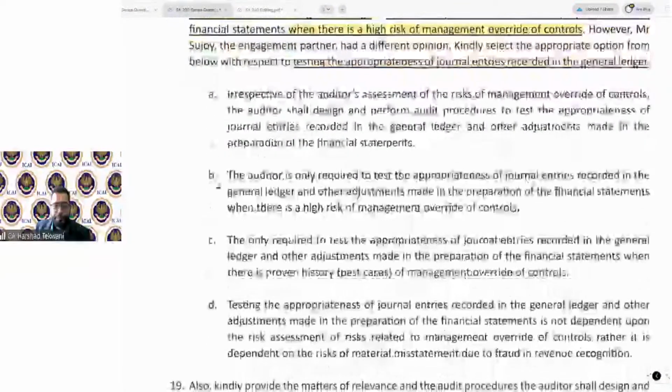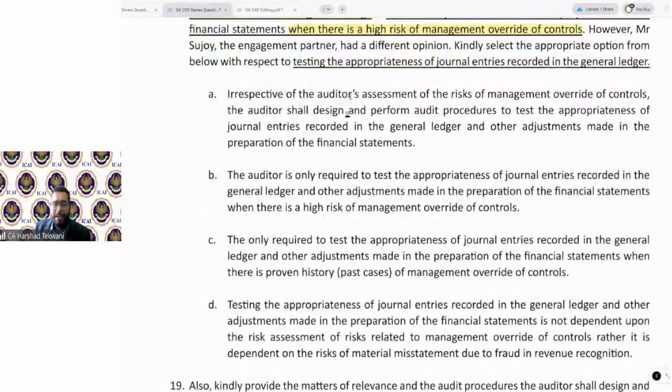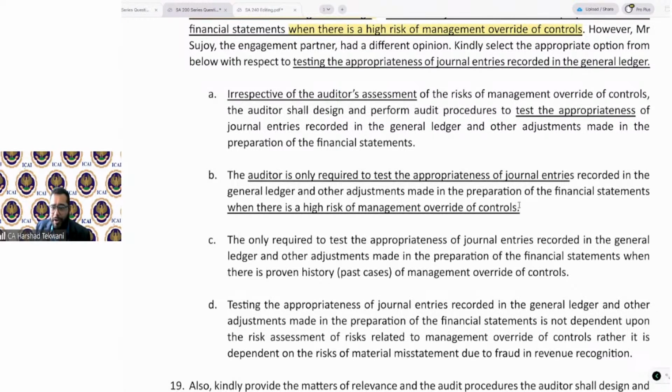Options are: First, irrespective of the auditor's assessment of the risk of management override of controls, the auditor shall design and perform audit procedures to test the appropriateness of journal entries recorded in the journal ledger and other adjustments made in the preparation of financial statements. So irrespective of the auditor's assessment, they need to test. Second, the auditor is only required to test appropriateness of journal entries when there is a higher risk of management override of controls.